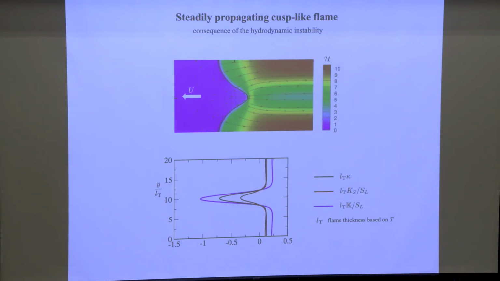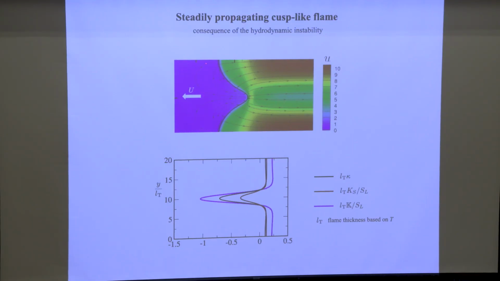Okay. Here is a steadily propagating cusp-like flame. How do we create them? We're going to see in the future. But what you have is the unburned gas, and you have here the flame in the hydrodynamic limit that I discussed. It was just computed numerically, because we cannot do that analytically. And what you see here are the streamlines, and the flame propagates to the left at a constant speed u, which is not the laminar flame speed. In fact, it's higher than the laminar flame speed.